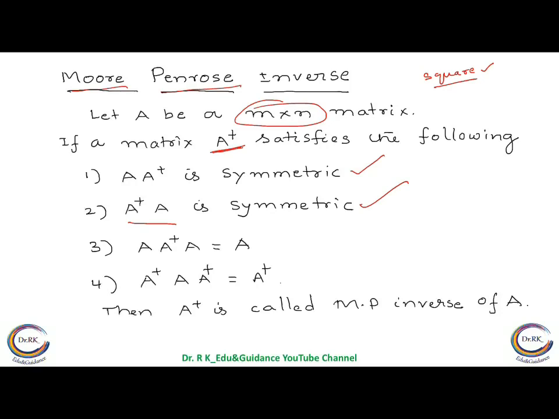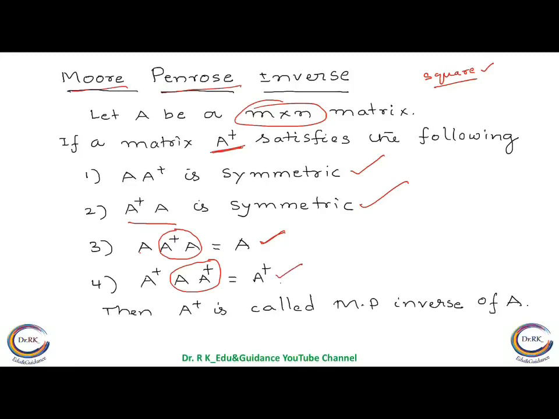And the third one is A into A plus into A equal to A. Very simple, actually, what we are saying is inverse, right? If A plus is the inverse, then inverse into a matrix is I into A, which is A, right? The other property, A plus A A plus, what is it? We know inverse into matrix is I into A plus, which is A plus, right?